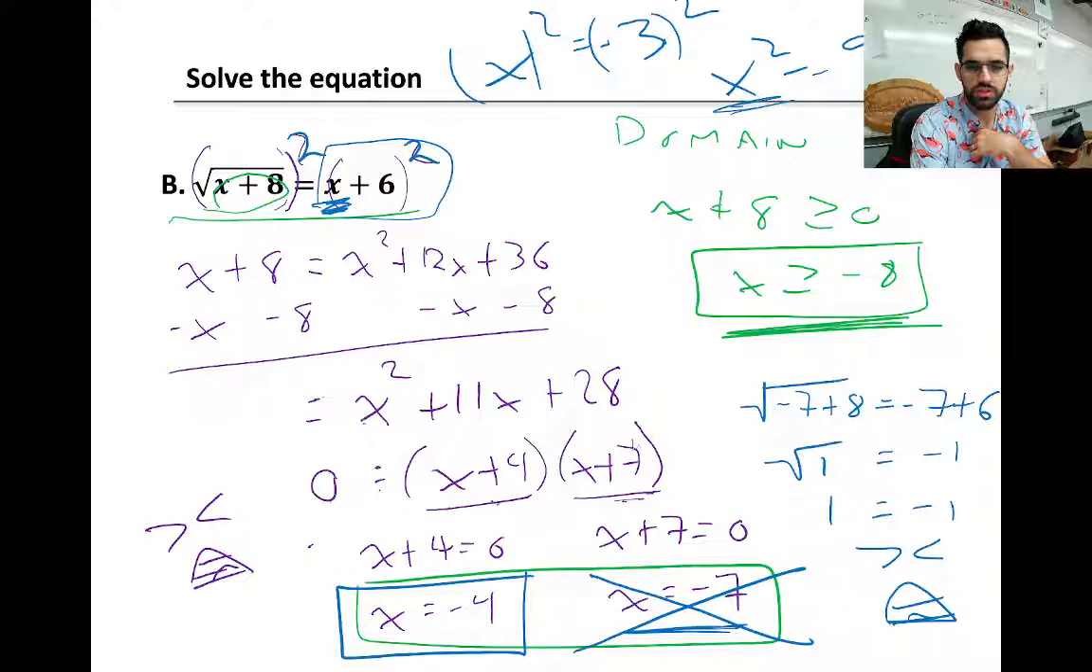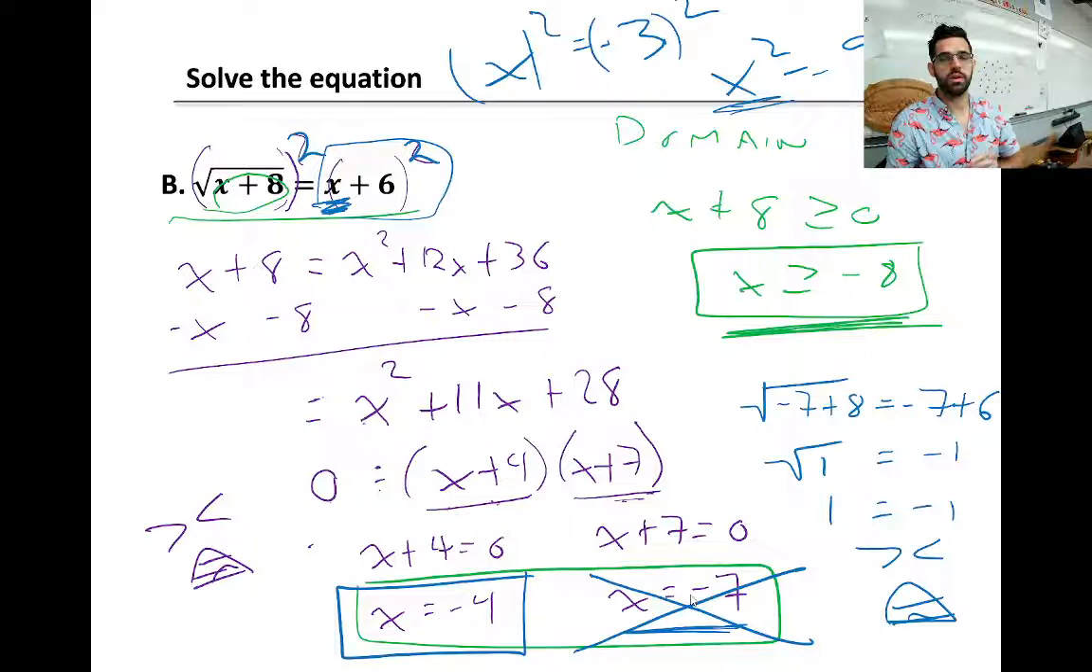0 is equal to 0 times anything, so if I make the first binomial equal to 0, I get a solution x equals negative 4. But also 0 times anything is 0, so if the second binomial is equal to 0, we have another solution. So x could be negative 7.